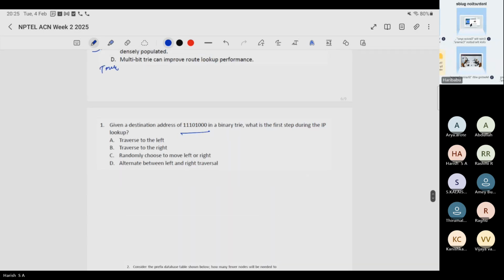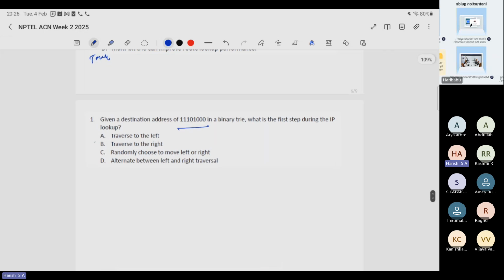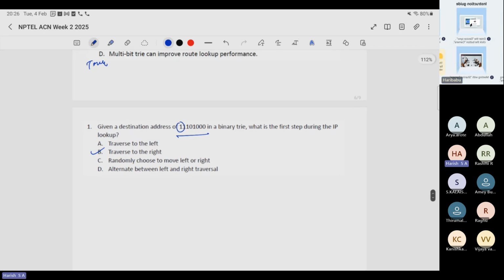Sorry, yeah. Why right? Okay, yeah, good. Why is it right? Why is the answer B? Your answer is perfectly right, but why? The first bit is right, sir. 1. Exactly. That's all. Simple.